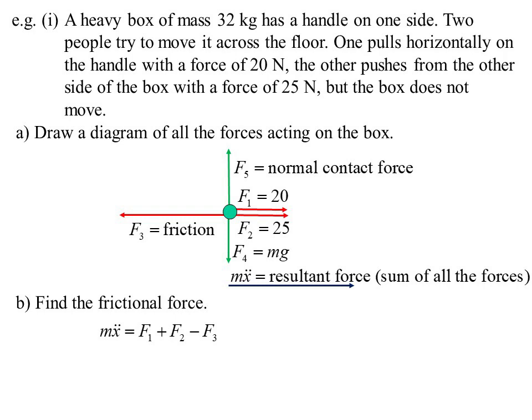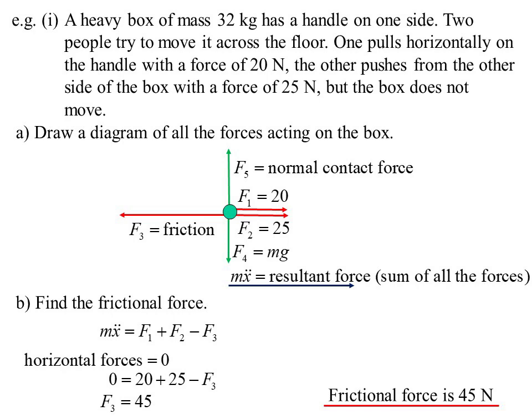Okay. I know the horizontal forces will all result to be 0 because the box is not moving. So I can sub all that in. The resultant force is 0. The two forces they told me leaves me with F3, which is the friction. So the friction is 45 newtons.